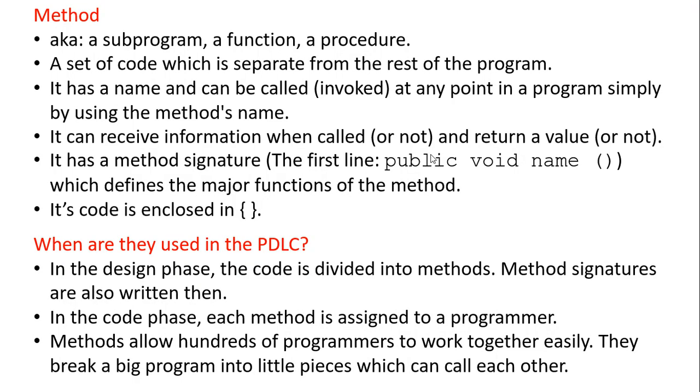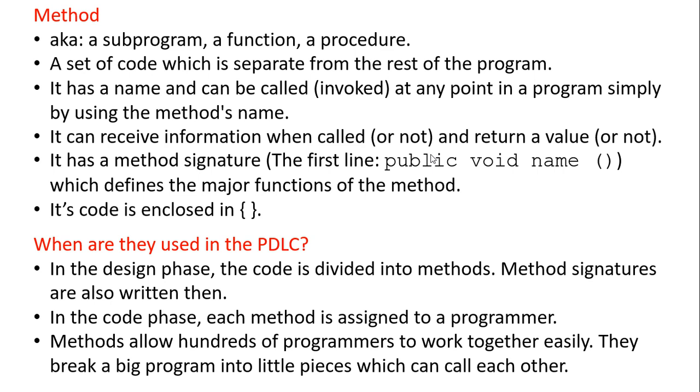So a method is a subprogram, a function, or a procedure. It's a set of code which is separate from the rest of your program. It has a name and it can be called or invoked at any point in the program simply by using the method's name. It can receive information when it's called or not, and it can return a value or not. It has a method signature. This first line here is the method signature, and it defines the major functions of the method. Its code is going to be enclosed in curly braces.